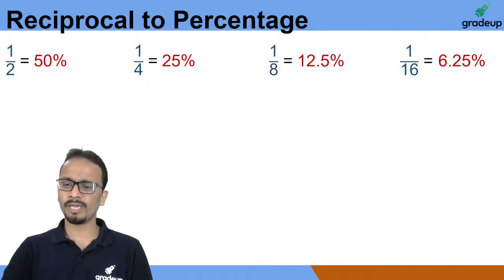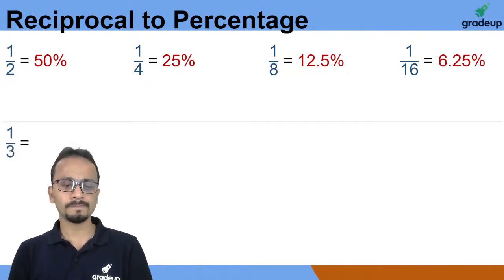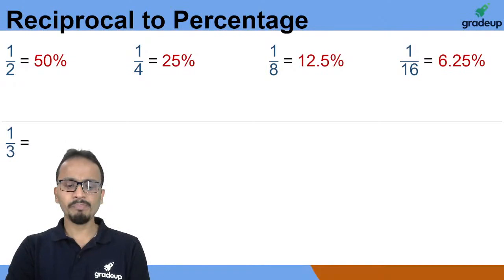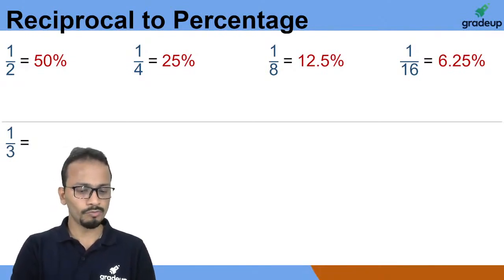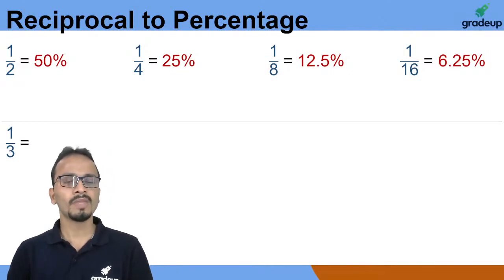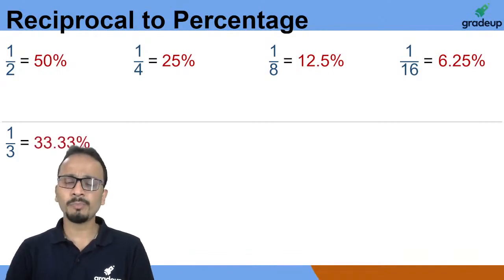All right. Now next is 1 by 3. Can anyone help me with the percentage equivalent of 1 by 3? Come on, all of you are there. So 1 by 3, the percentage equivalent. So 1 by 3 is 33.33.